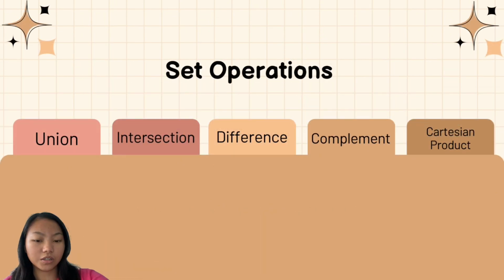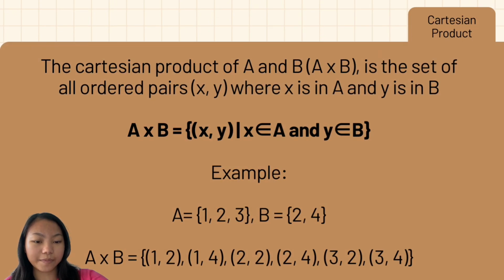The Cartesian product is denoted as A × B. It is a set of all ordered pairs (x, y), where x is in set A and y is in set B. For example, with a given A = {1, 2, 3} and B = {2, 4}, the Cartesian product of A and B is {(1, 2), (1, 4), (2, 2), (2, 4), (3, 2), (3, 4)}.